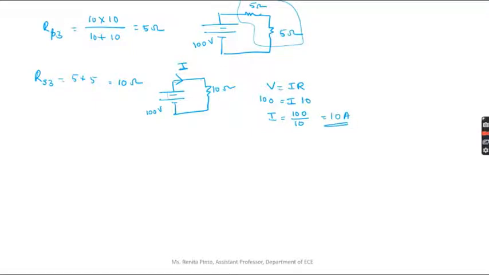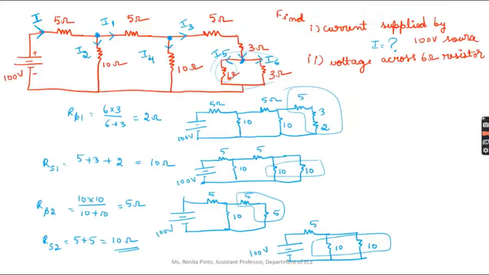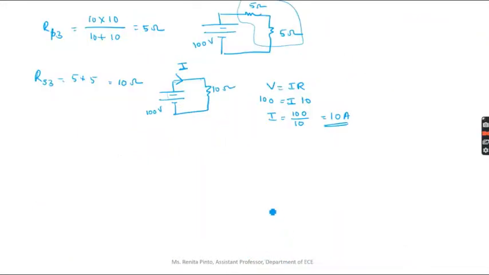Okay. Next, I want to find out what I1 and I2 are. So what I'll do is go back to this circuit. Okay, I'll consider this circuit. Now how does this circuit look like? Let me draw this again if you want.